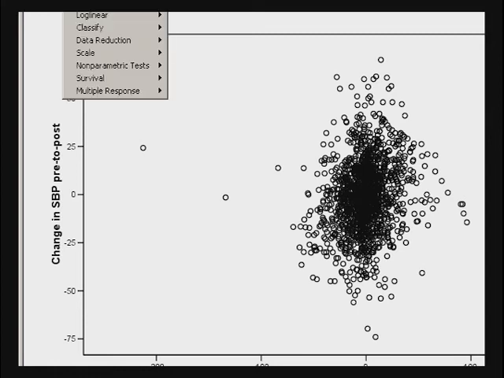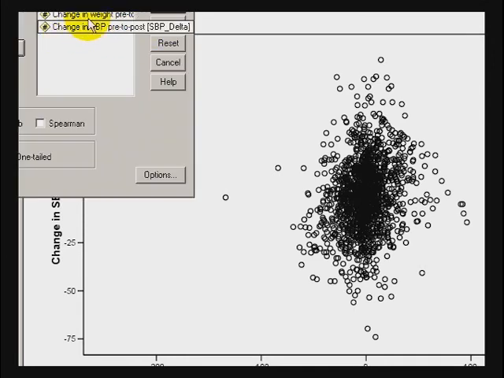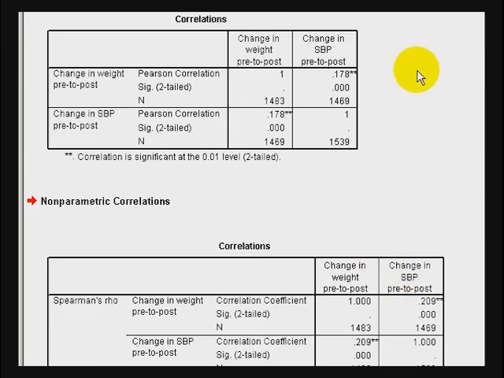So analyze, correlations, bivariate correlations. We have our change in weight and our blood pressure. We're going to have the Pearson's correlation. It's going to be a two-tailed test. And we've asked it to flag the significant correlations in some fashion. And if we look at our correlations, the Pearson's correlation is 0.178, and it is statistically significantly different. As I said, it's a two-tailed test, and it's significant at the level of 1 out of 100 in the two-tailed test.